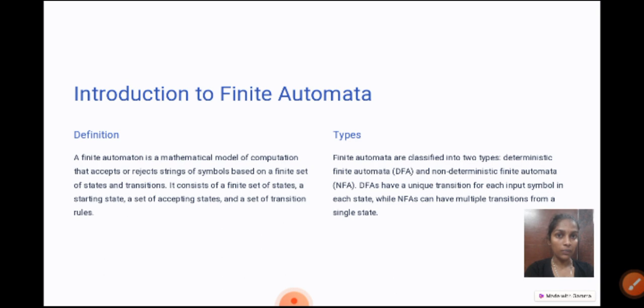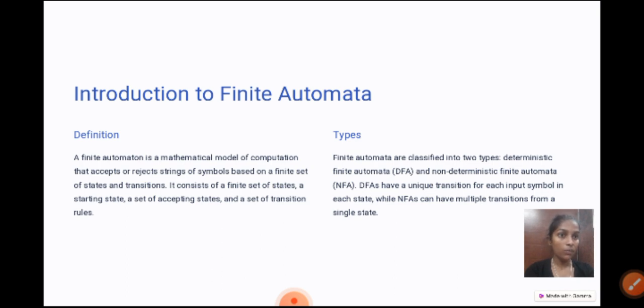Introduction to finite automata. Definition. A finite automaton is a mathematical model of computation that accepts or rejects strings of symbols based on a finite set of states and transitions. It consists of a finite set of states, a starting state, a set of accepting states, and a set of transition rules.